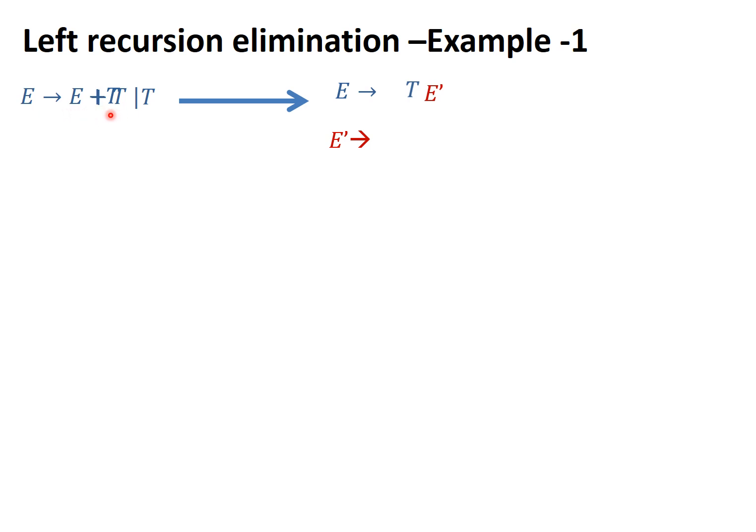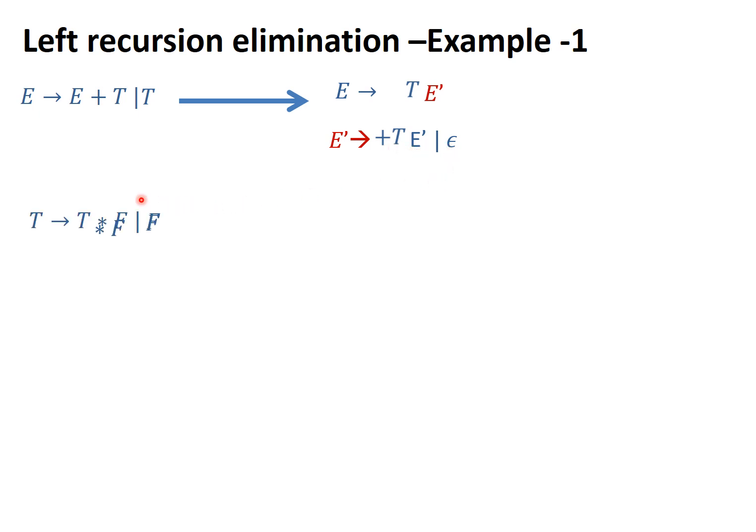So alpha is plus T, then E dash. Next it is epsilon. So this will be similar to the previous. Now nothing starts with the same non-terminal symbol. E gives T E dash, E dash gives plus T E dash or epsilon.